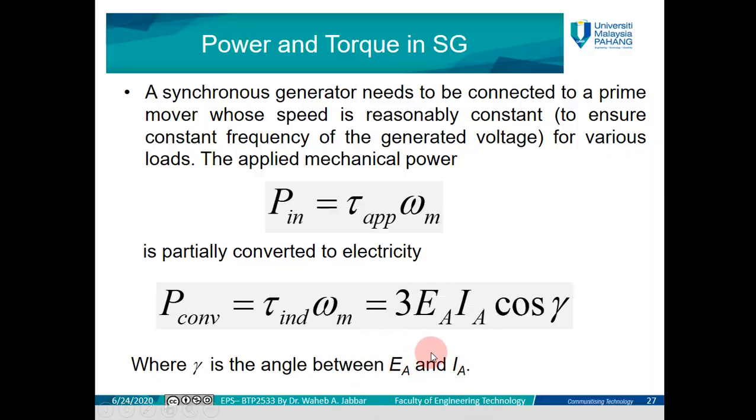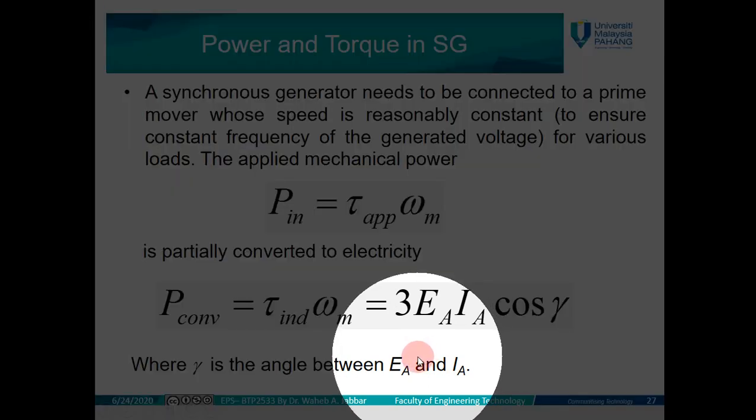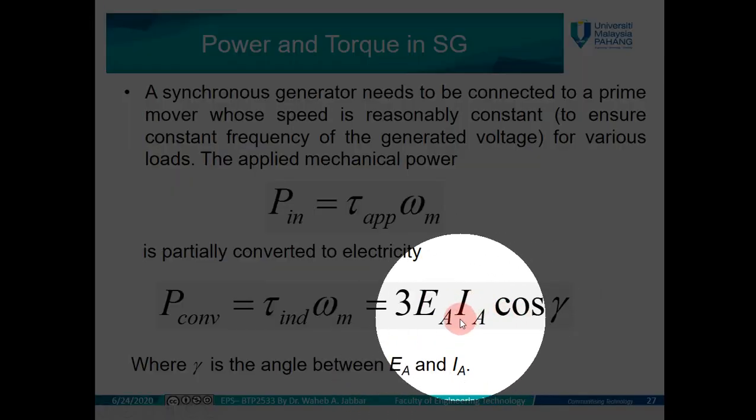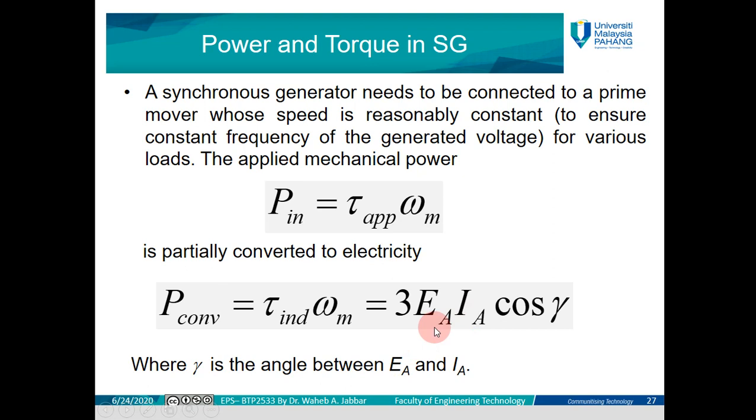As we mentioned in the previous video about the phasor representation of power, there is an angle between the current and the voltage, and this angle can be lagging or leading, depending on the load. So gamma represents the angle between the voltage and the current of the armature winding of the synchronous generator.